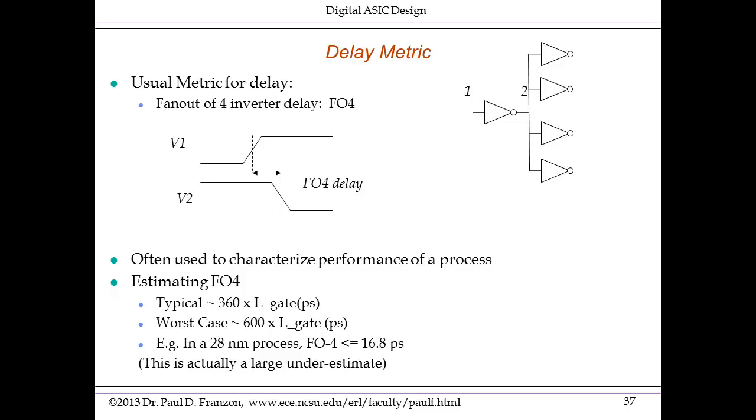So for example, you might be comparing two vendors' provisions to give you a 22 nanometer process. One might have an FO4 of 20 picoseconds, the other might have an FO4 of 25 picoseconds. Thus you know already that the first one is going to produce significantly faster designs than the second one. Of course, this is not the only thing to consider.